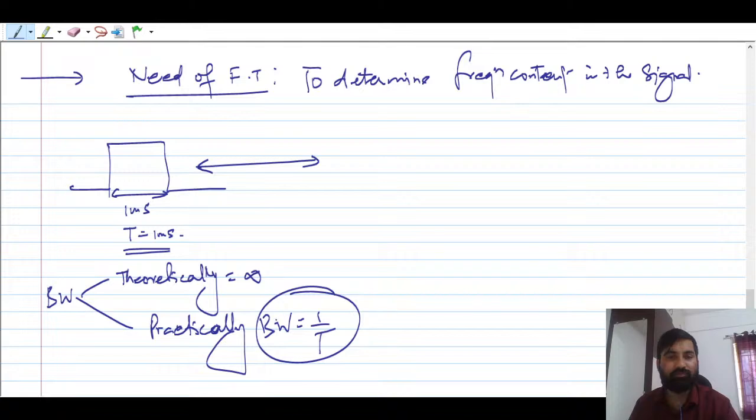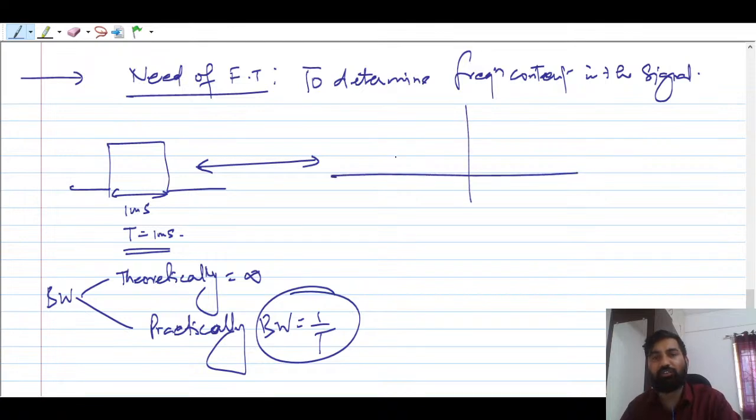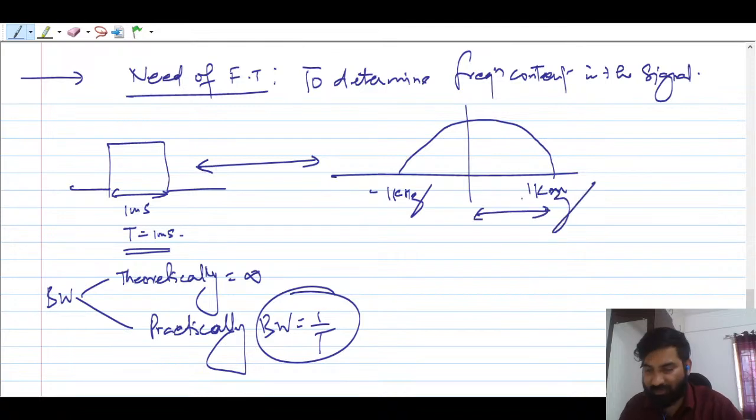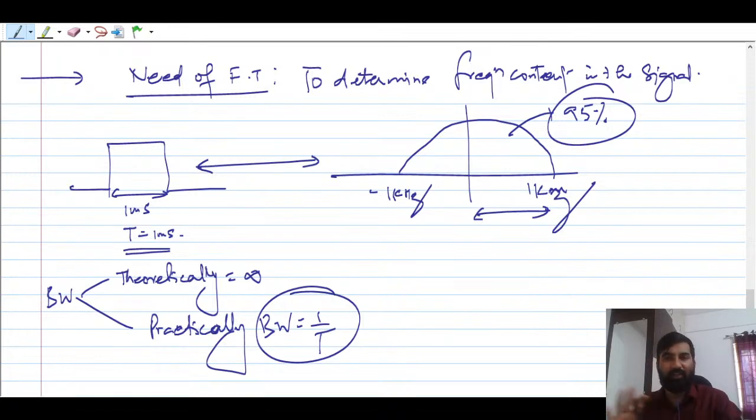1 by T. I have told you this, remember. Suppose a pulse of 1 millisecond duration is given, and someone asks you the bandwidth of this pulse. It will be 1 kilohertz, so the bandwidth is nothing but 1 kilohertz. Here 90 to 95% of the energy is contained in the frequency domain signal. If you find the Fourier transform of the pulse, you get a sinc function, which theoretically has infinite bandwidth.